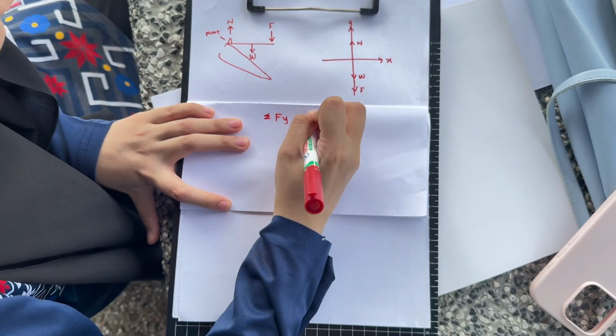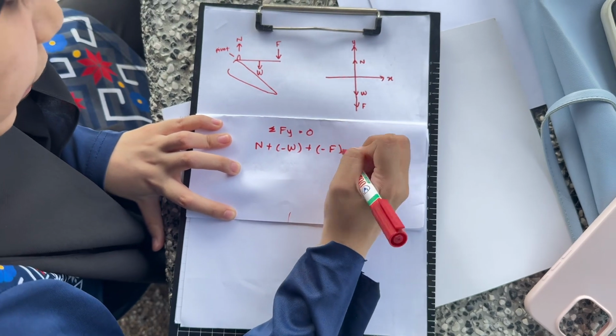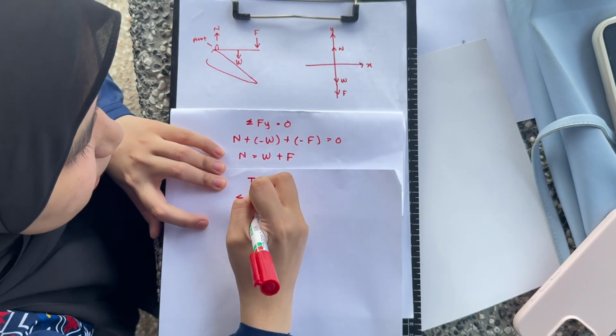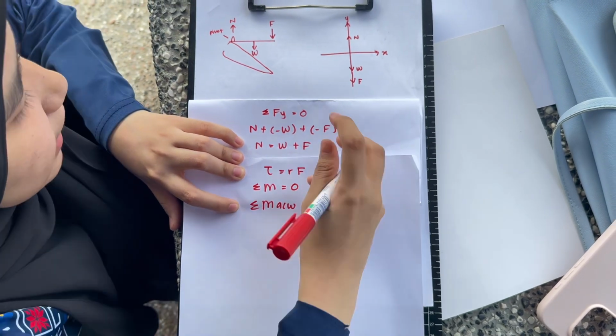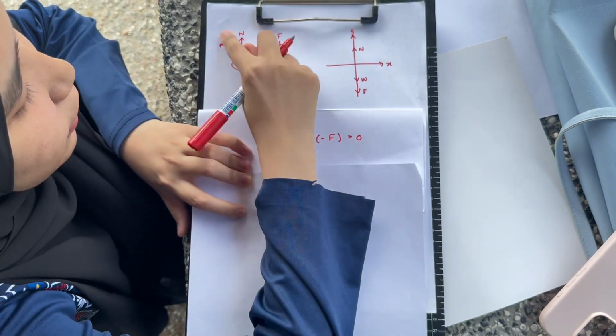Summation Fy equal to 0, N plus negative W plus negative F equal to 0. So N equal to W plus F. So torque equal to RF. Summation moment equal to 0, summation moment anti-clockwise equal to summation moment clockwise. As you can see, F is going clockwise, so RF, W is also going clockwise, so plus RW, and there is no force going anti-clockwise, so it's 0.